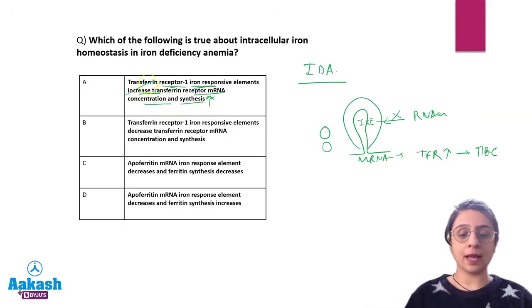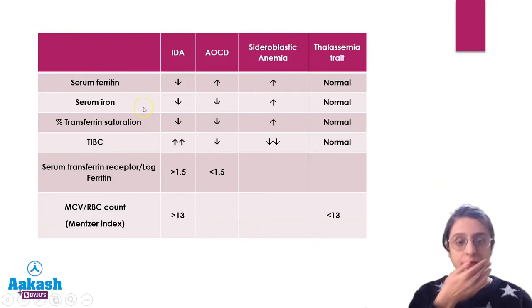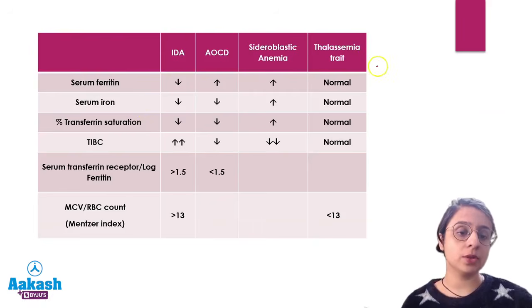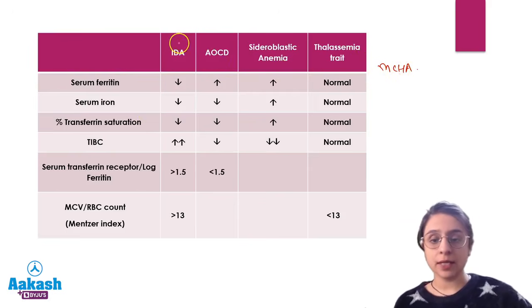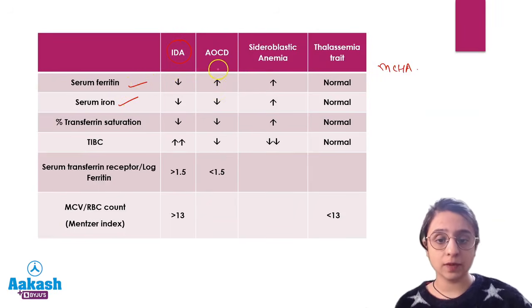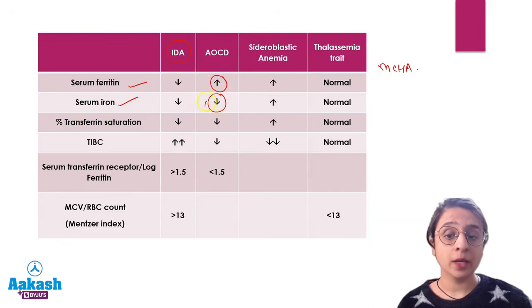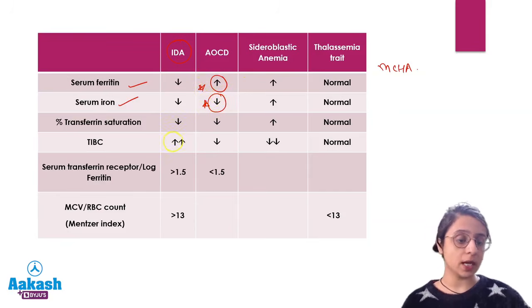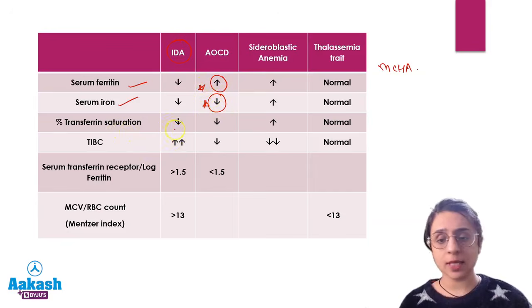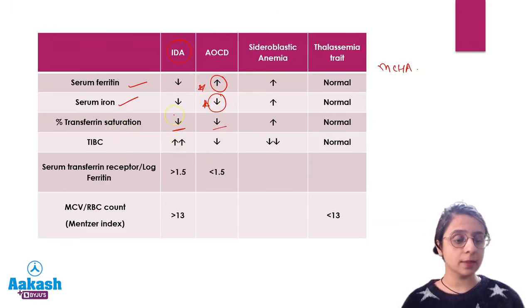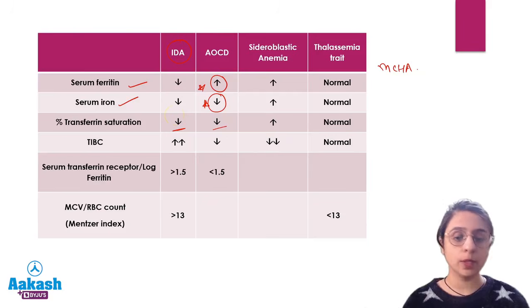Now let's have a look quickly. I will tell you the differences between the four important causes of microcytic hypochromic anemia. So in iron deficiency anemia, serum iron will be low, serum ferritin will be low. Whereas in case of anemia of chronic disease, even if ferritin is high, the ferroportin is not allowing the transport of iron across the basolateral membrane, and thus the serum iron will be low. Very, very important, a frequently asked question. Percentage transferrin saturation will be low, because why? Because the serum iron is low, so transferrin saturation will be low.